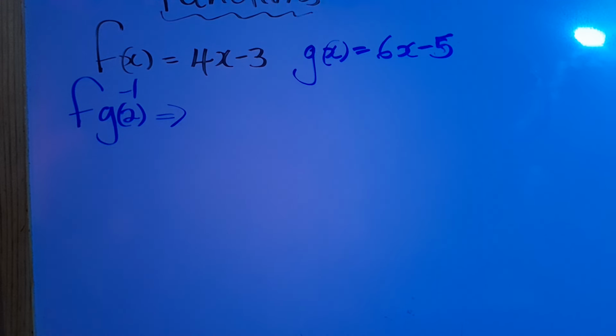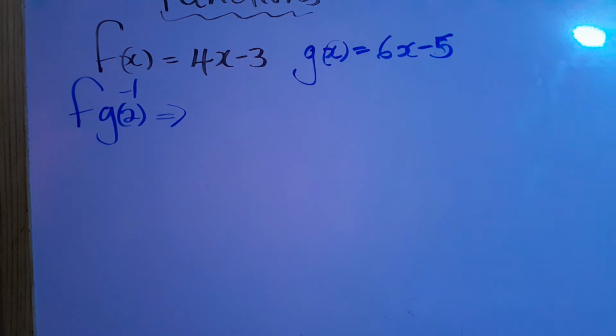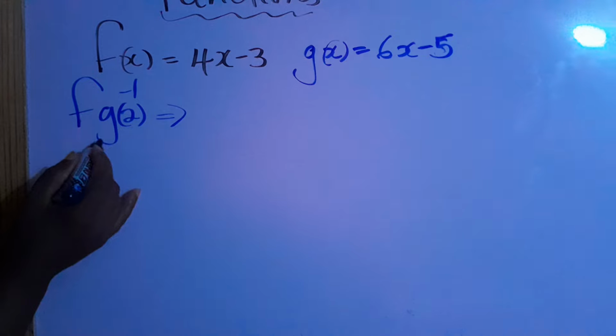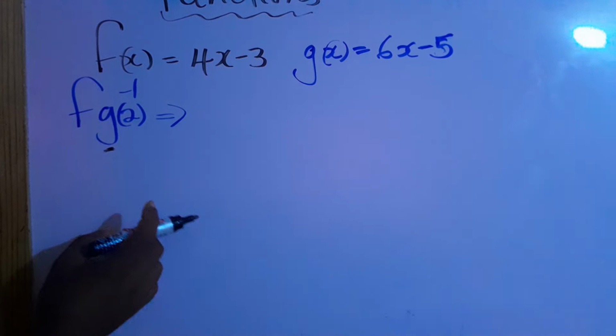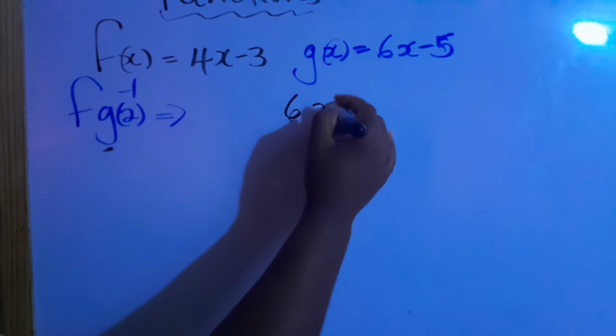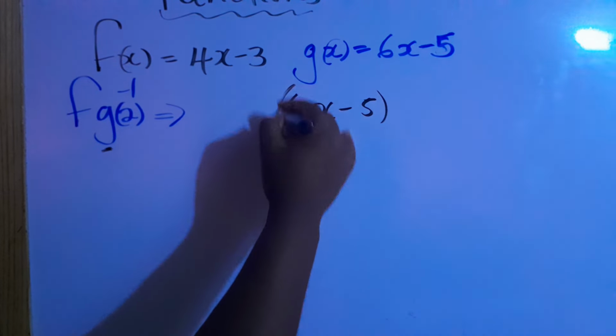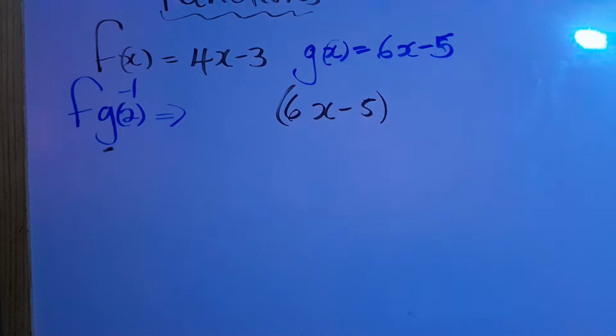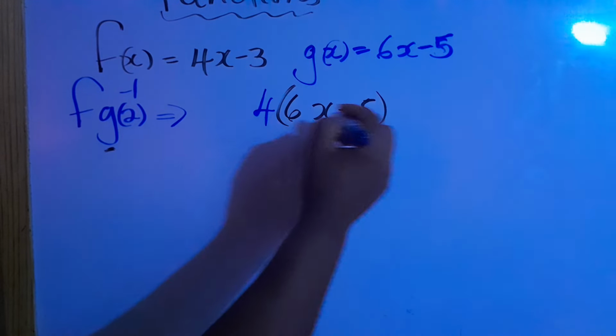Alright guys, let's look at another one. Another aspect of it. It says f of x is equal to 4x minus 3, g of x is equal to 6x minus 5. Find fg and then put 2 in the function. So what we're going to do is the composite, find the inverse, and then plug in 2. Alright, so we're at the last function, which is 6x minus 5. That goes in the bracket, and then we have f, which is 4x minus 3.